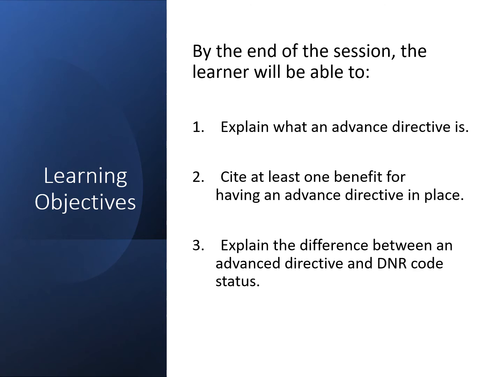Here are some goals that I have for this session that we have together. The first is that by the end of this session, you will be able to explain what an advanced directive is. The second objective is that you will be able to cite at least one benefit for having an advanced directive in place. And then finally, my objective is for you to be able to explain the difference between an advanced directive and a DNR code status. Oftentimes, these are used interchangeably, but that's incorrect because they're really two different things.